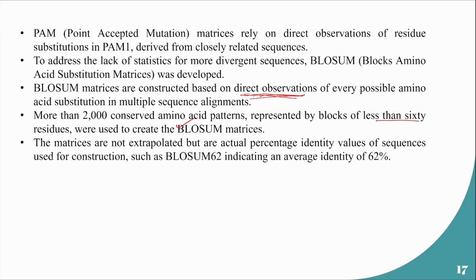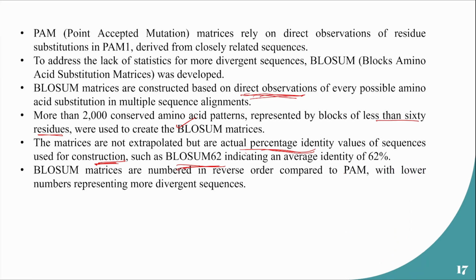In this one, for example, more than 2000 conserved amino acid patterns, represented by blocks of less than 60 amino acid residues, were used to calculate the BLOSUM matrix. In this one, the extrapolation is not done; actual percentage identity values for sequences in this construction are used. So for example, BLOSUM62 indicates an average sequence identity of 62% or less, right?